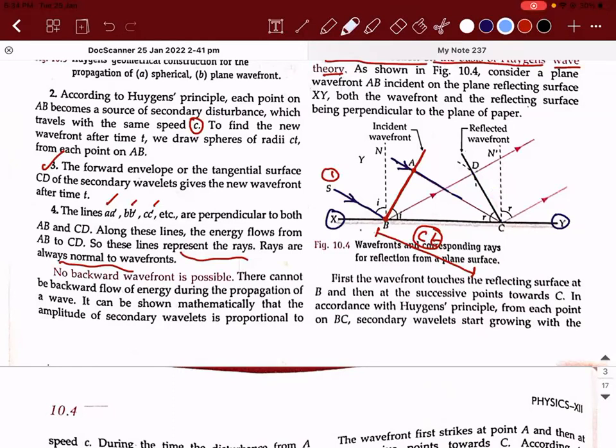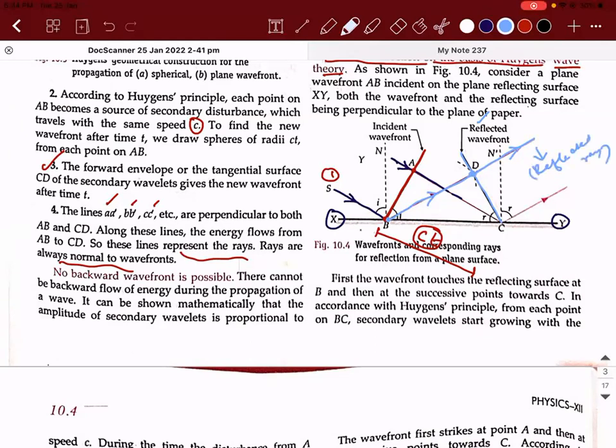Right? So you want a tangent to be drawn like this. Then this tangent is going to give you the reflected wavefront. But we know the fact that wavefront and rays are always perpendicular to each other. So from the first point of incidence, just join this line so that you will get this point. And this blue color line represents the reflected ray. Okay, this represents the reflected ray.